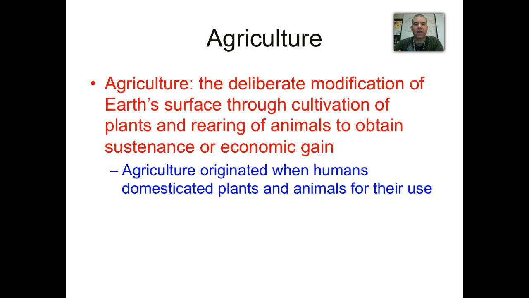So when we just look at agriculture, it's something that everyone knows, that everyone has their own sort of definition in their own head. But if we look at the formal definition, it's deliberate modification of the Earth's surface through cultivation of plants and rearing animals to get sustenance for economic gain. Basically, it's a systematic way of producing food. And agriculture, oftentimes we maybe think of as farming, but it's a huge economic producing activity. And we'll look at that more in the next units, but just to keep that in mind.